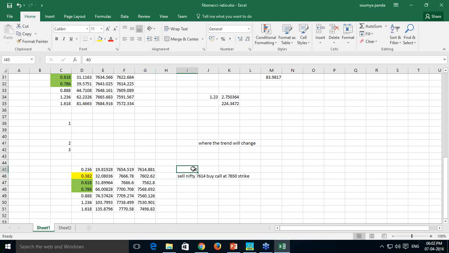So you can manage your risk, but you cannot dilute a risk. Managing a risk is different, diluting a risk is different. If you are following a principle, follow that principle but manage your risk. Do not ever dilute a risk.